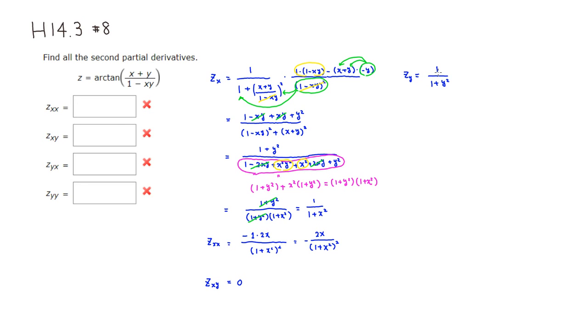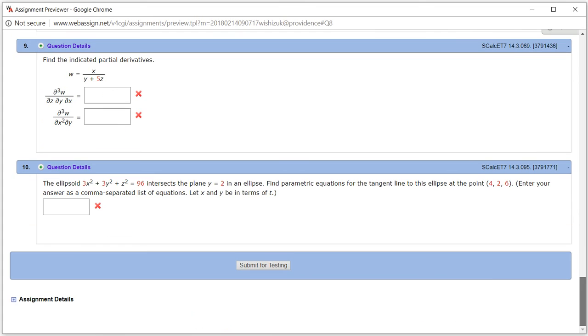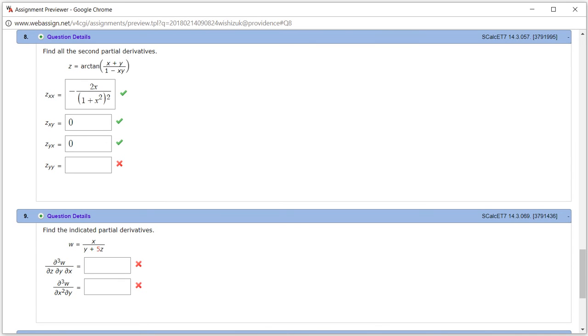Then if you take the mixed partial, z, first with respect to y, then with respect to x, since this is written completely in y, there's no x. If you take the partial with respect to x, you're going to get 0, right? So the partial with respect to y, then x, is going to be 0. So go ahead and check the answer. All right, looks like we got this one correctly as well.